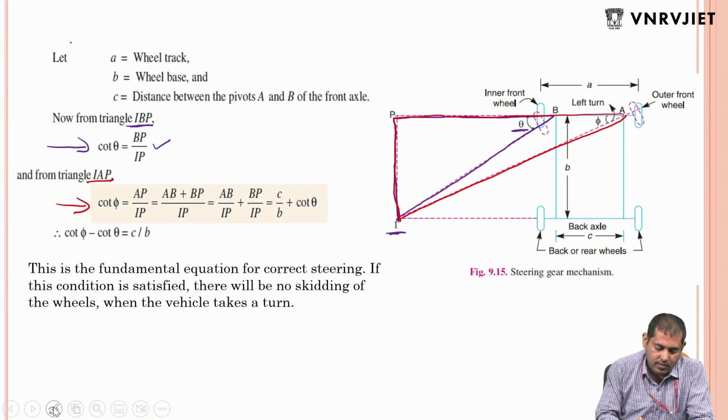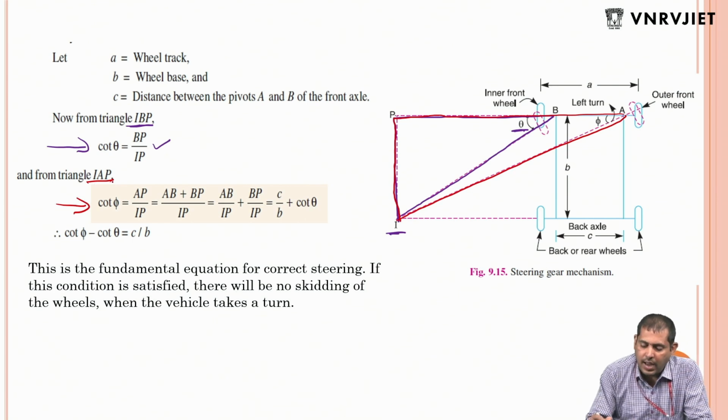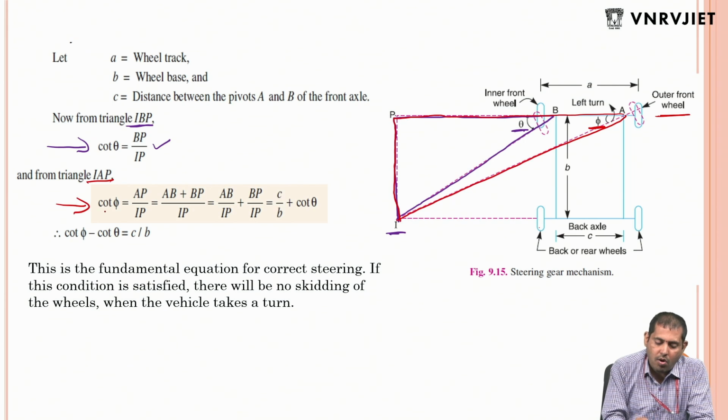In the same way, the angle IAP is denoted by phi for the outer wheel. So these two are the inner wheels, these two are the outer wheels. The angle formed by the outer front wheel is phi. Here again cot phi is equal to AP by IP.